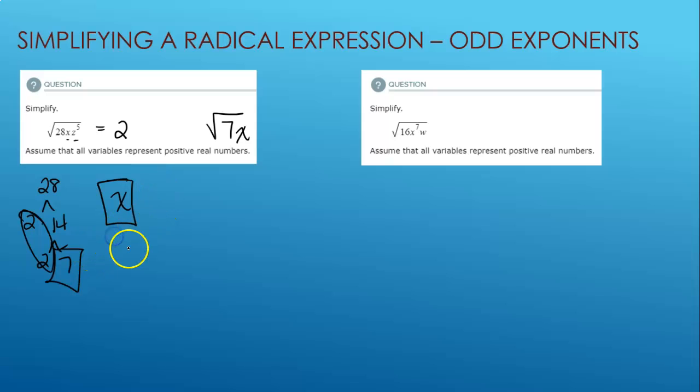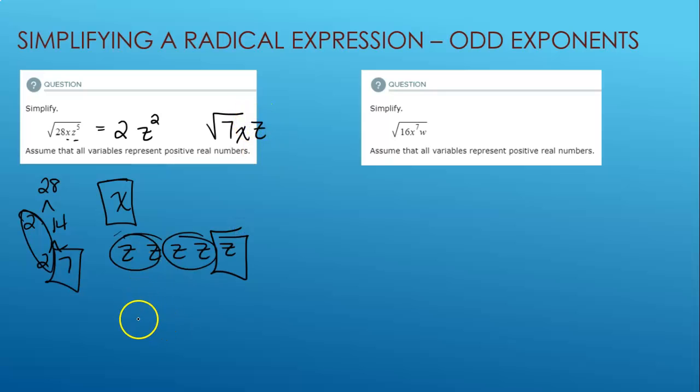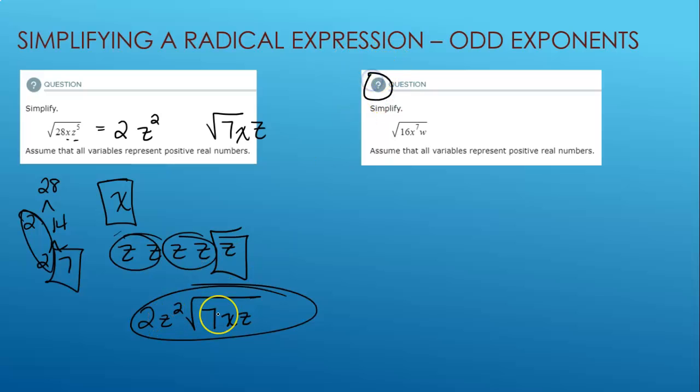with the 7. Let's look at our z's. 1, 2, 3, 4, 5. I put a line through my z's so that they don't look like a 2. There are 2 pairs of z's, so z squared goes on the outside, and one single z left over, so that goes on the inside. So my final answer is 2z squared times the square root of 7xz. And that's it. It's fully simplified. You pause the video and try this one on your own.